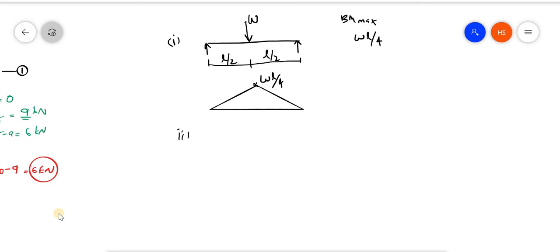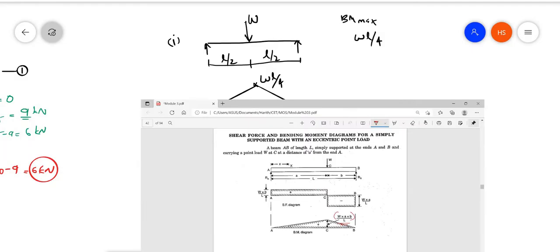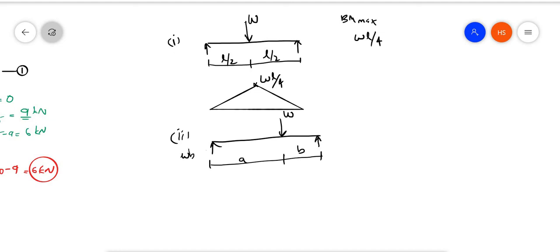Now the second case: I am having a beam. Here W is acting. This distance is A and this is B. So first of all I can find out the reactions. Here the reaction will be W B by L and here the reaction will be W A by L. You don't have to memorize this by heart, because I can take the moment and from that easily find it out.